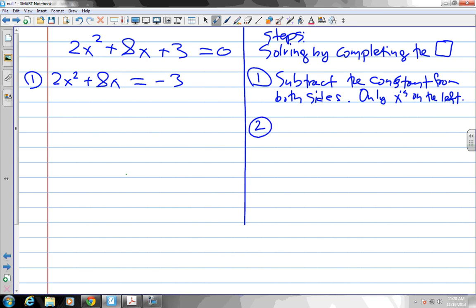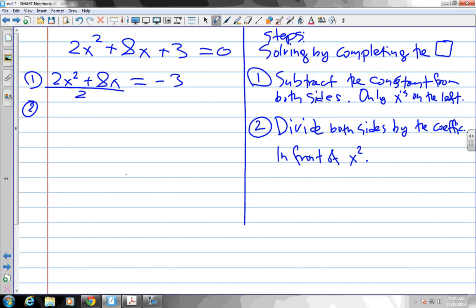What's the second thing that you want to do in this case? Right, very good. Get rid of the coefficient in front of the square term. So divide both sides by the coefficient in front of the square. So the second step, divide both sides by 2, gives us x squared plus 4x equals negative 3/2.